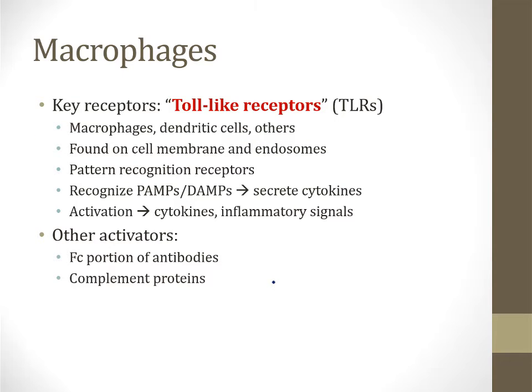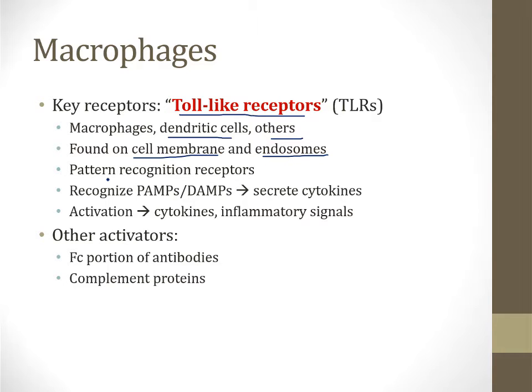The way that macrophages recognize PAMPs and DAMPs is through something known as toll-like receptors. These are found on macrophages and also dendritic cells and also some other cells, including some epithelial cells. They're found on the cell membrane so that the macrophage can react to a PAMP or DAMP. They're also found in the endosomes. So if a macrophage phagocytoses something, it can then recognize if a PAMP or DAMP is present.